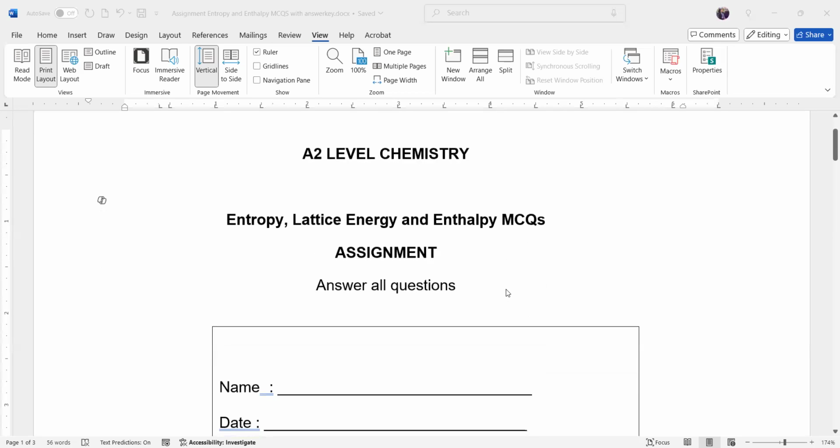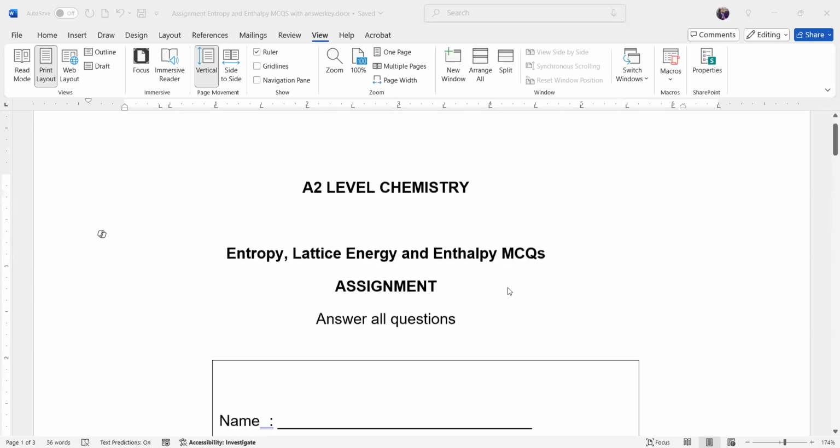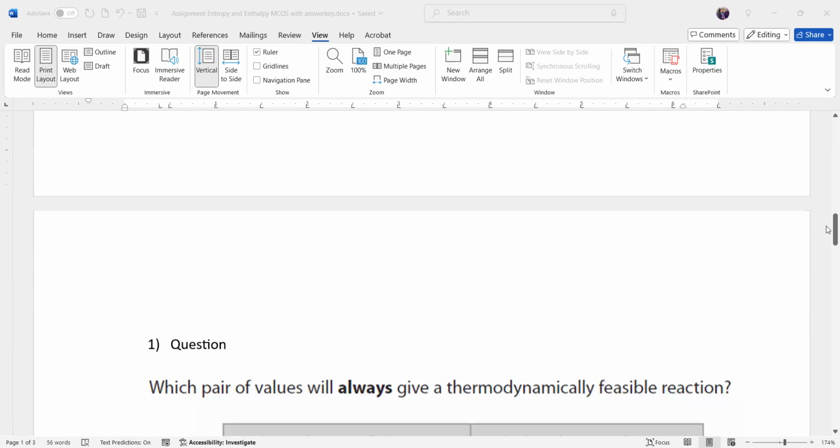So you will see the MCQs related to entropy and lattice energy and enthalpy change in this part. You will use the chat to answer the question, and after each question, I'll give an explanation.